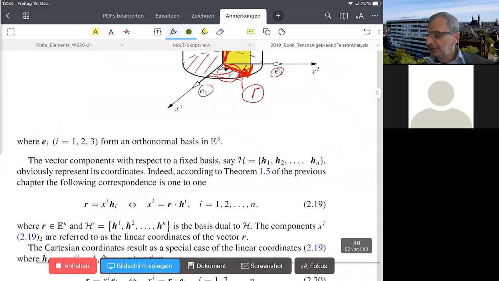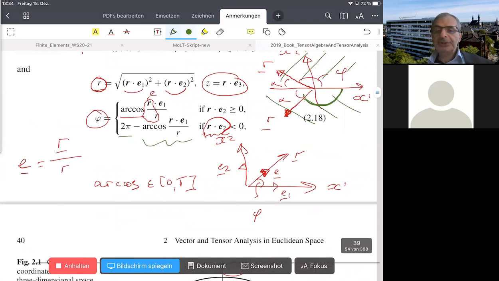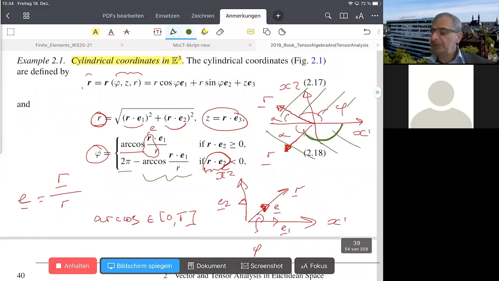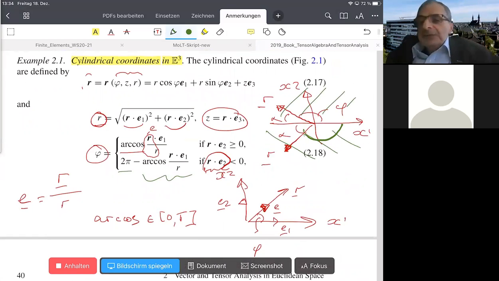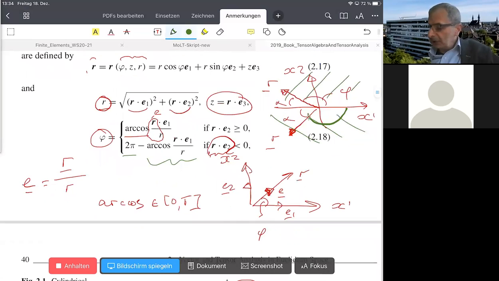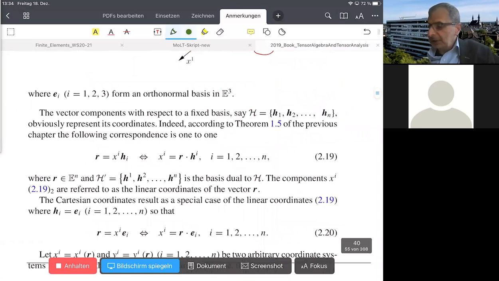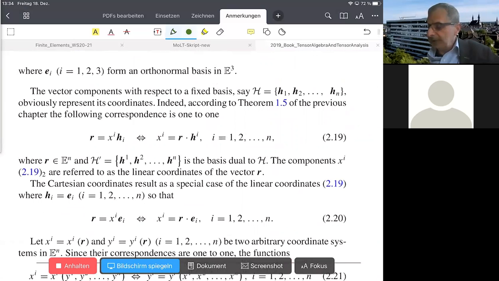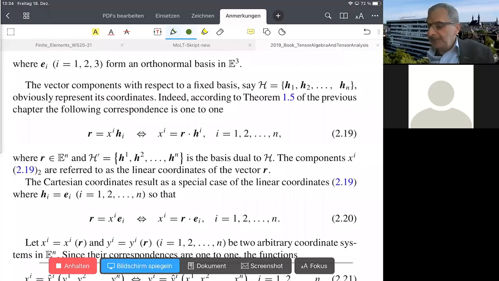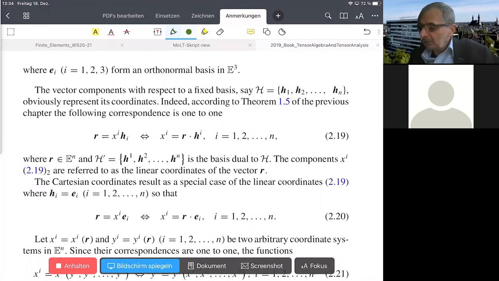So, this example, cylindrical coordinates, we will discuss with you later, also other details of these coordinates, the tangent vectors, for example. But now I would like to consider other coordinates. Namely, there is an important case of coordinates, namely so-called linear coordinates.